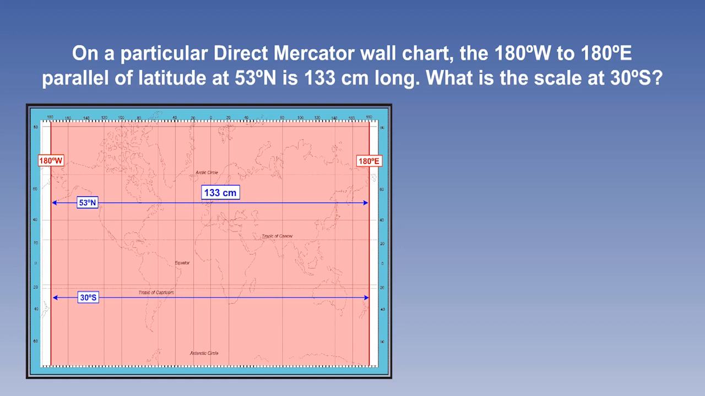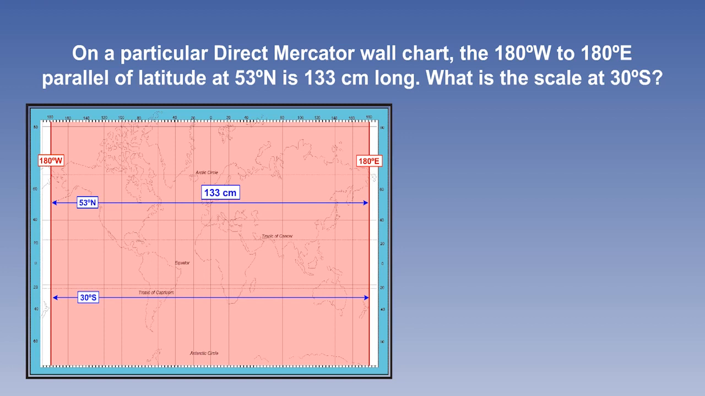At first sight, it seems that the solution is to find the scale at 53 north, and then do a Mercator scale change to 30 south. Many students will do this and will therefore waste time in an exam. The question is there to see if you can pick out the essentials.